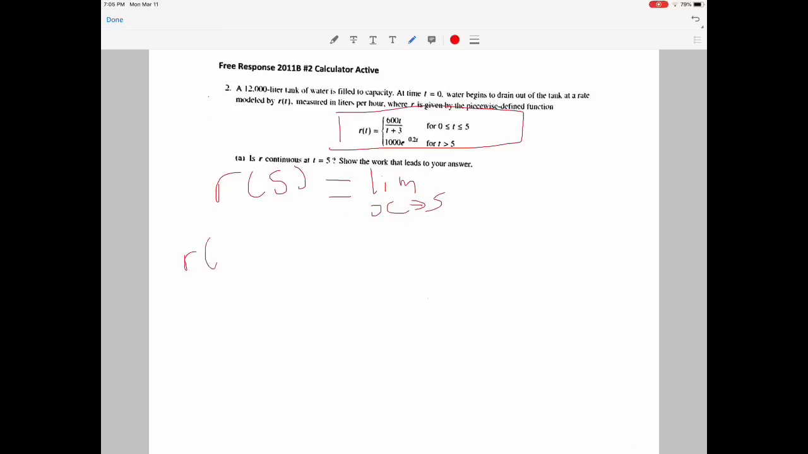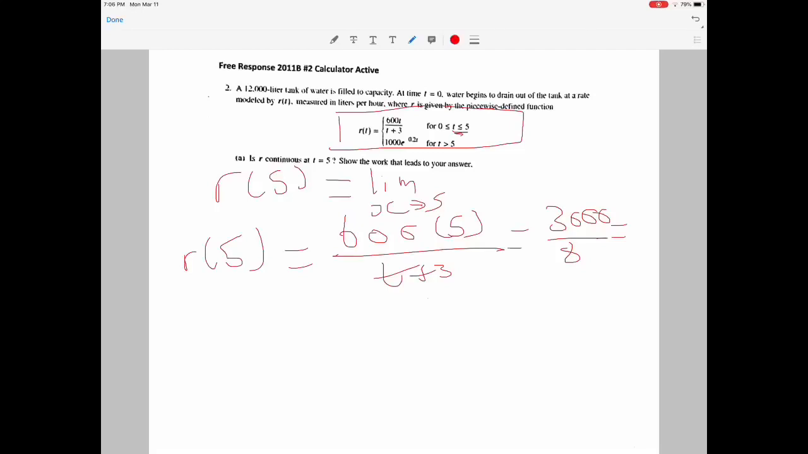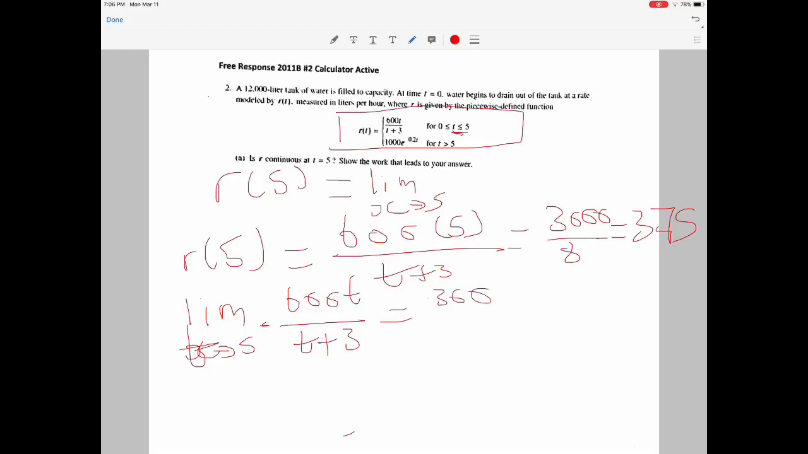So first we take r of 5, where here it approaches 5, so 600 times 5 over 5 plus 3, which is equal to 3000 over 8, which is equal to 375. Now we check the limit as t goes to 5, and we should check on both sides. From the left side, as we can see here, it is smaller than 5, so 600 t over t plus 3, as we got before, 3000 over 8, which is equal to 375.